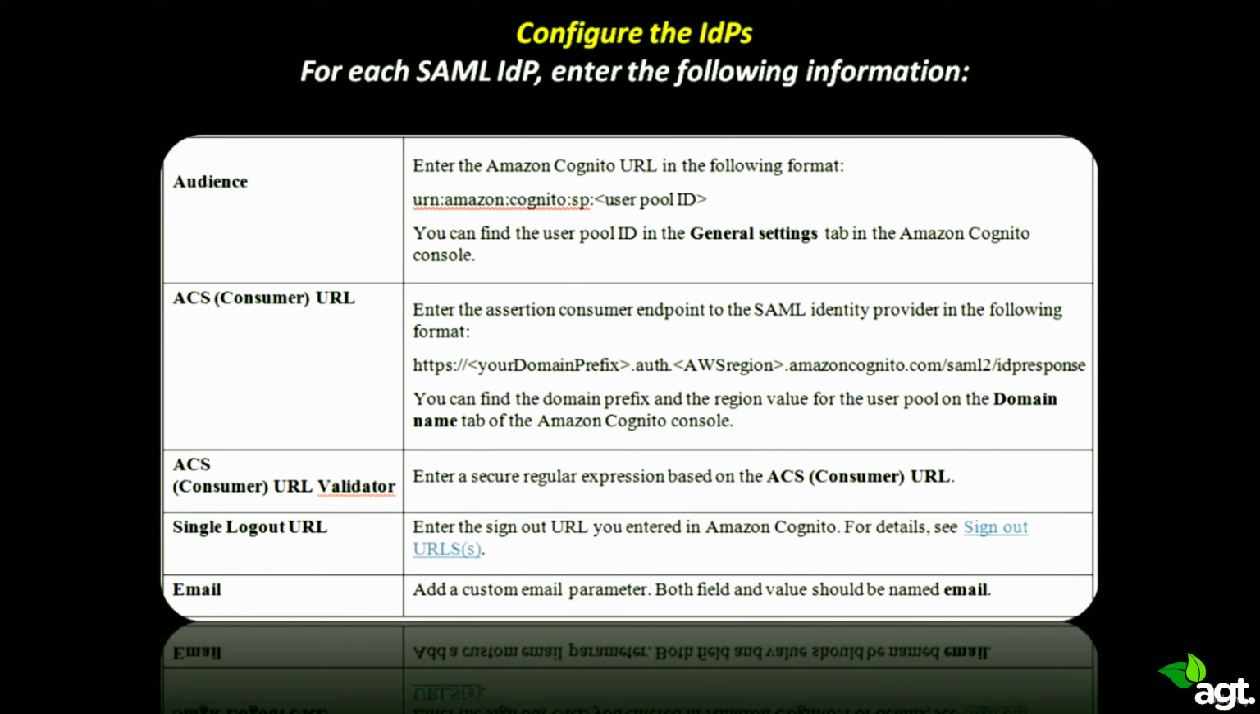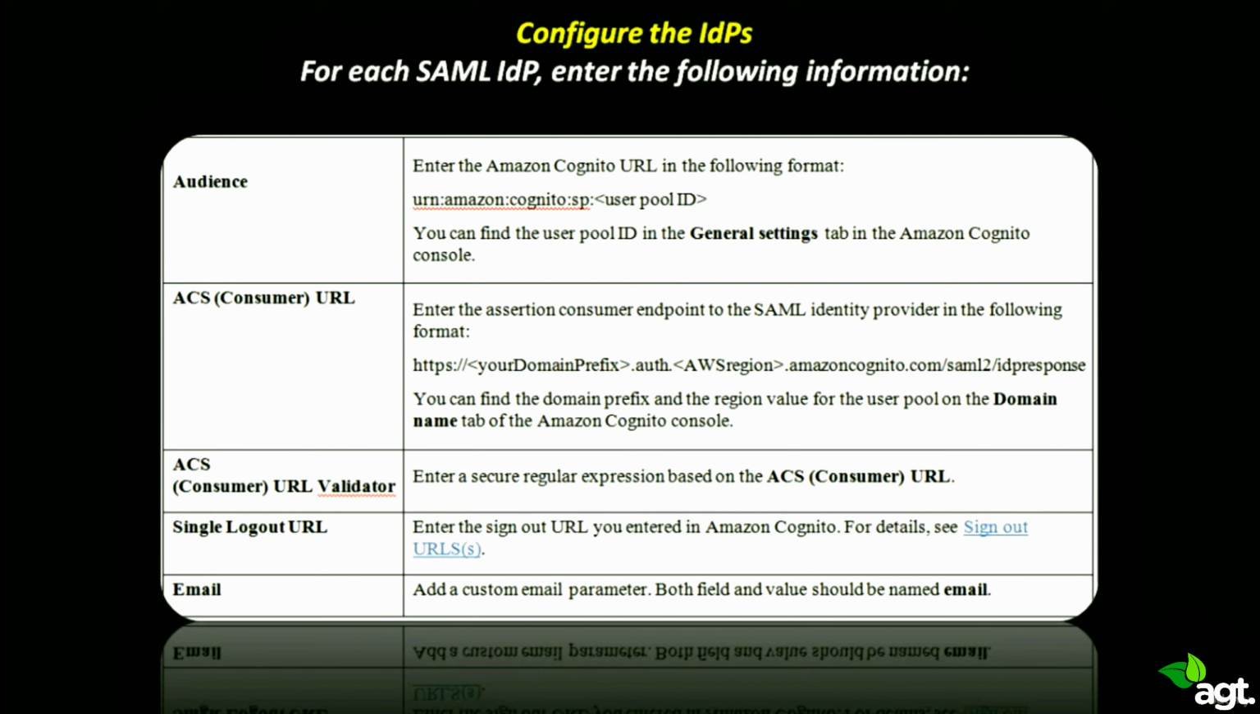So what about the ACS consumer URL validator? Enter a secure regular expression based on the ACS consumer URL, and a single logout URL will be the main one. Enter the sign-out URL you entered in Amazon Cognito. You can just check out the sign-out URLs. So what about the email? Add a custom email parameter, so both field and value should be named email.